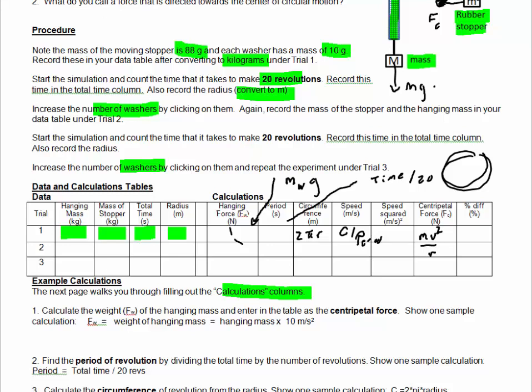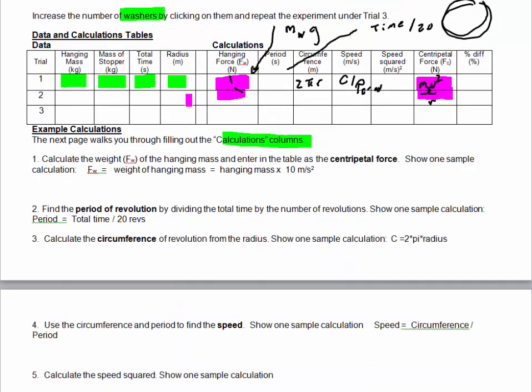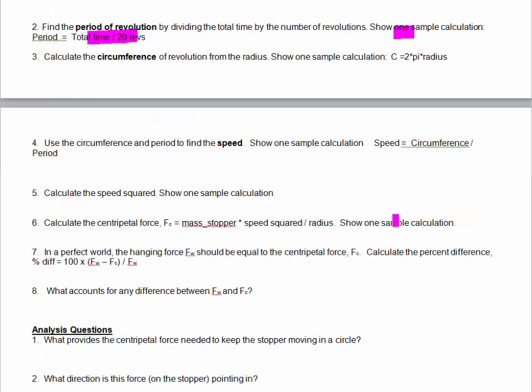Then all I have you do is compare your centripetal force to your hanging force and see if they're the same. One thing I did forget to mention is this is going to be the mass of the stopper, because that's what you were swinging around in the circle. So as you go down to the bottom parts of the lab here, this pretty much says everything that I highlighted up here, but that's written out, and please do show one sample calculation.